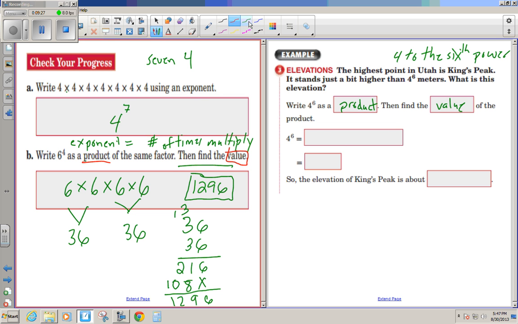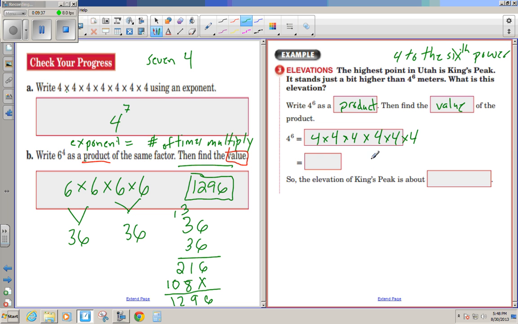So 4 to the 6th, that's 6 fours, so 4 times 4 times 4 times 4 times 4 times 4. Oh man, this is going to be a pain to find, but let's give it a try. So 4 times 4 is 16. Let's multiply by 4 again. 64. So 4 times 4 times 4 is 64.